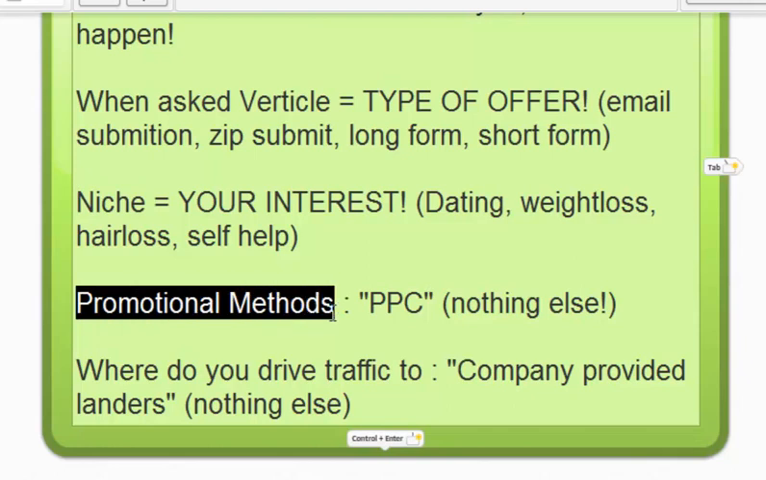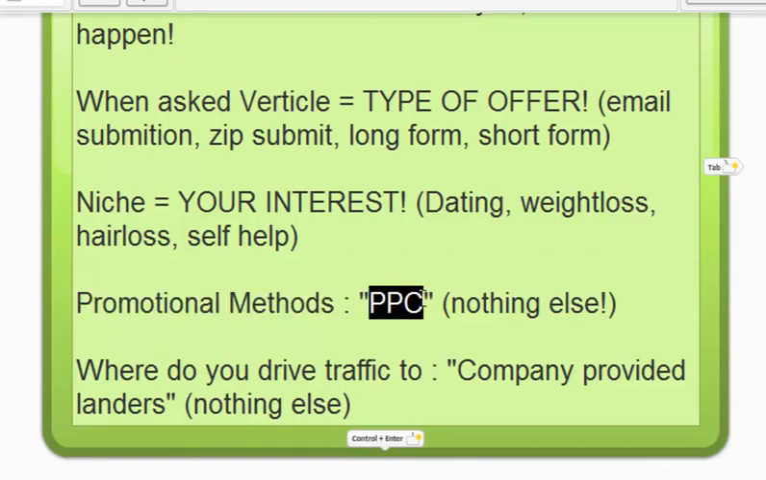Now, if they ask you for a promotional method, you're not going to say search engine optimization, article marketing, video marketing, or any of that, because you haven't entered a website in your application, and all those other things would need a website, and you don't want them to review your website. So even if you have a website, you're not going to say anything of that sort. Even if you're not going to use PPC, you are going to say PPC, pay-per-click.